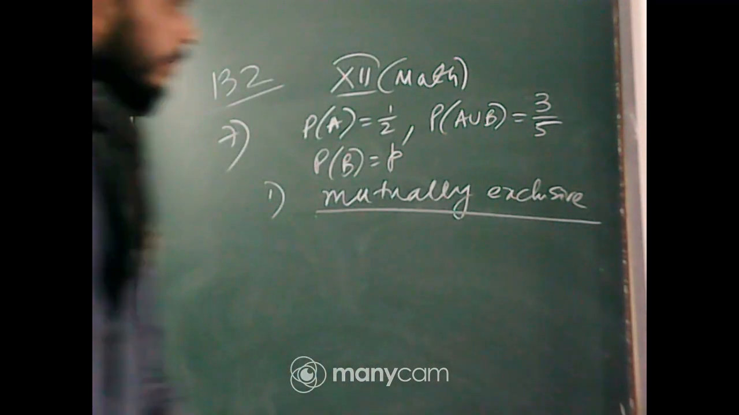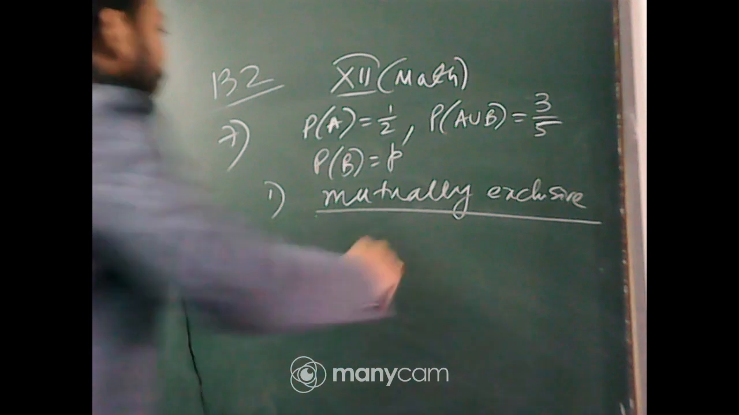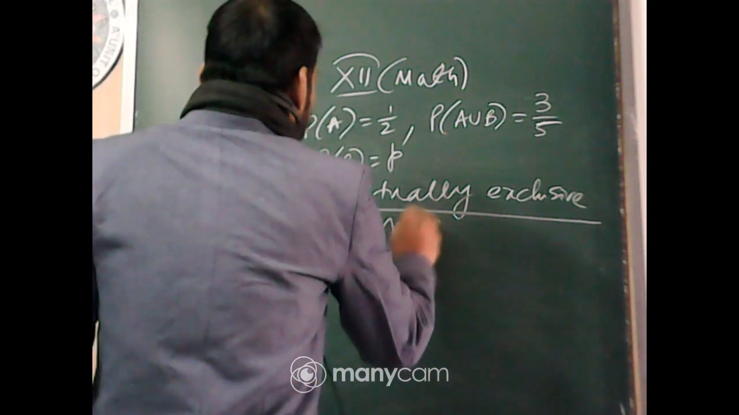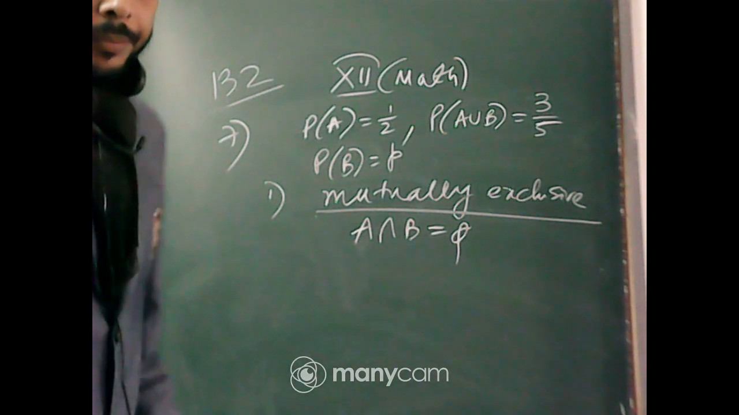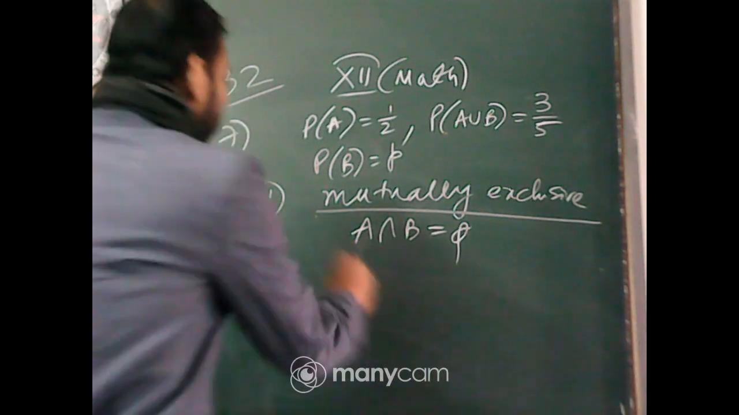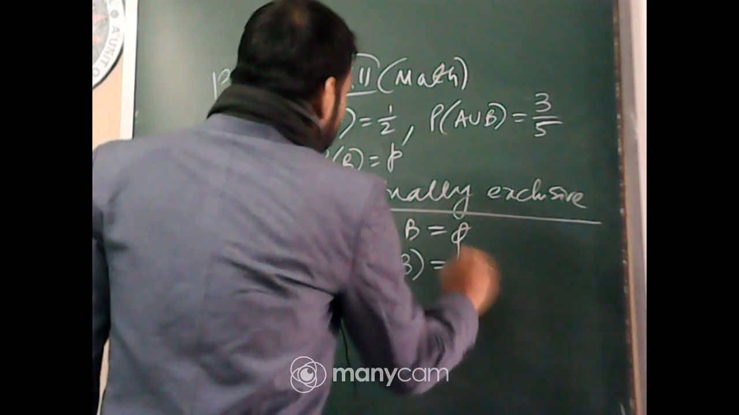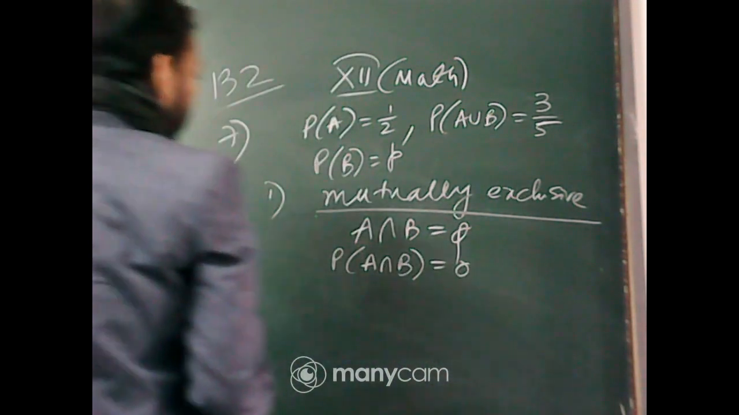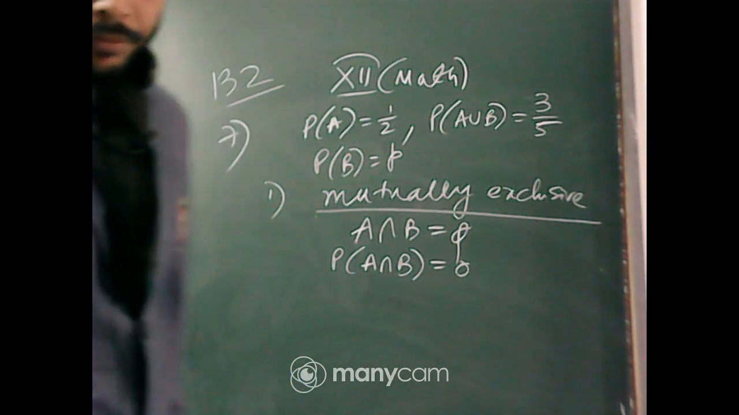Okay, so they are mutually exclusive. So what does it mean? Mutually exclusive means we know that A intersection B is phi. Do you know this? That means P of A intersection B is 0, isn't it?